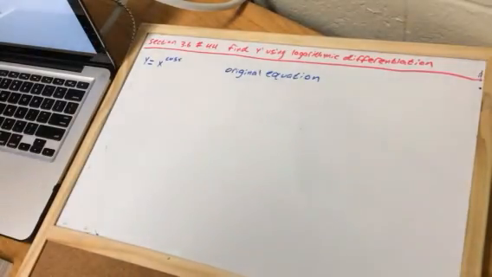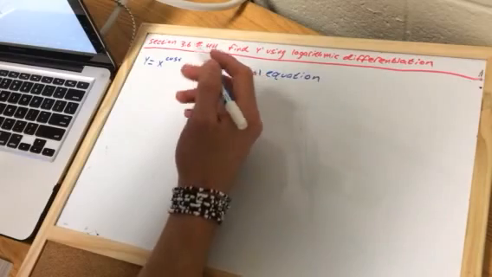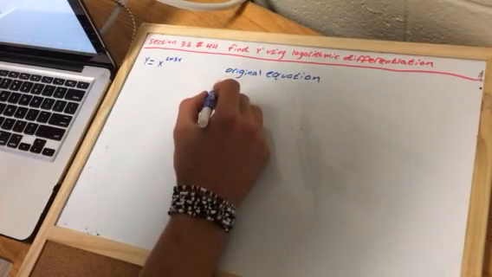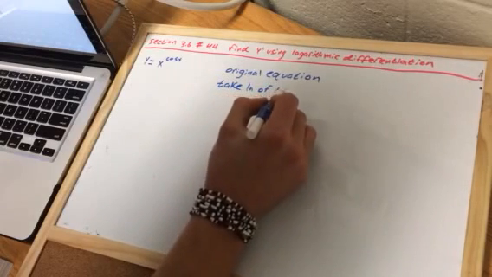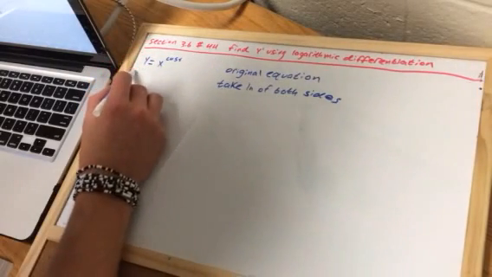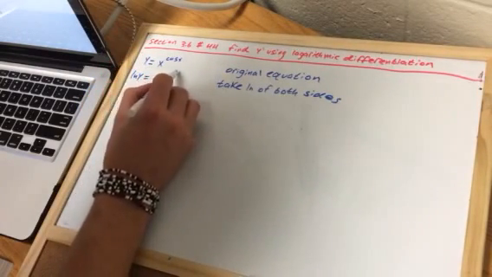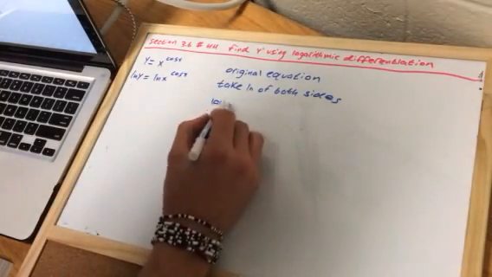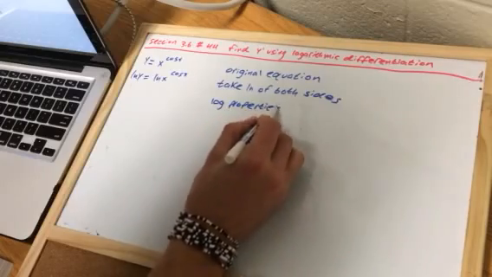Alright, now next we want to take the ln of both sides, just so we can get this problem into a shape that we can differentiate. So we set ln of y equal to ln of x to the cosine x. Now we use log properties to bring this exponent down.